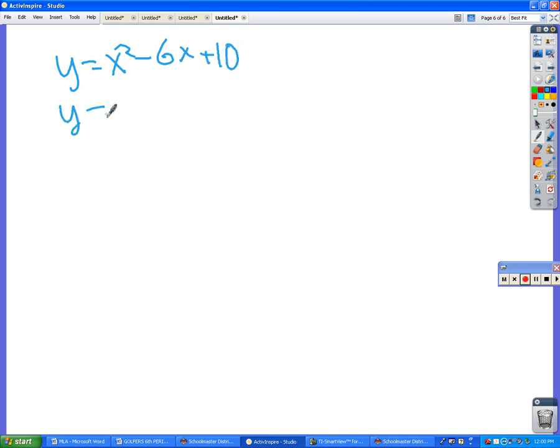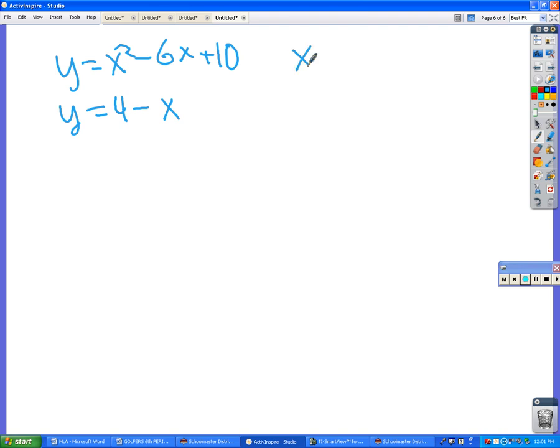Yes, you will have to use this strategy, or else you won't be able to solve it. Okay? All right, so the beginning is the same. I've got y equals x squared minus 6x plus 10. Y also equals 4 minus x. So since they both equal y, what can you do? Make them equal each other.